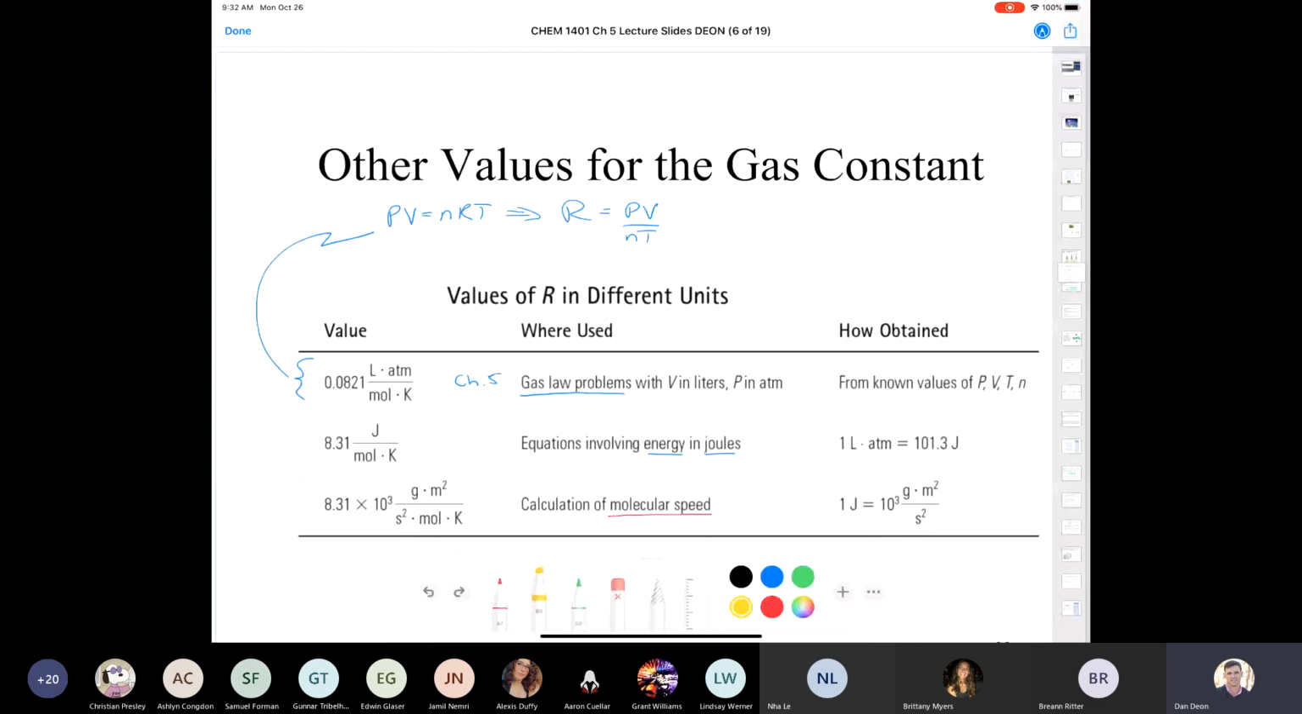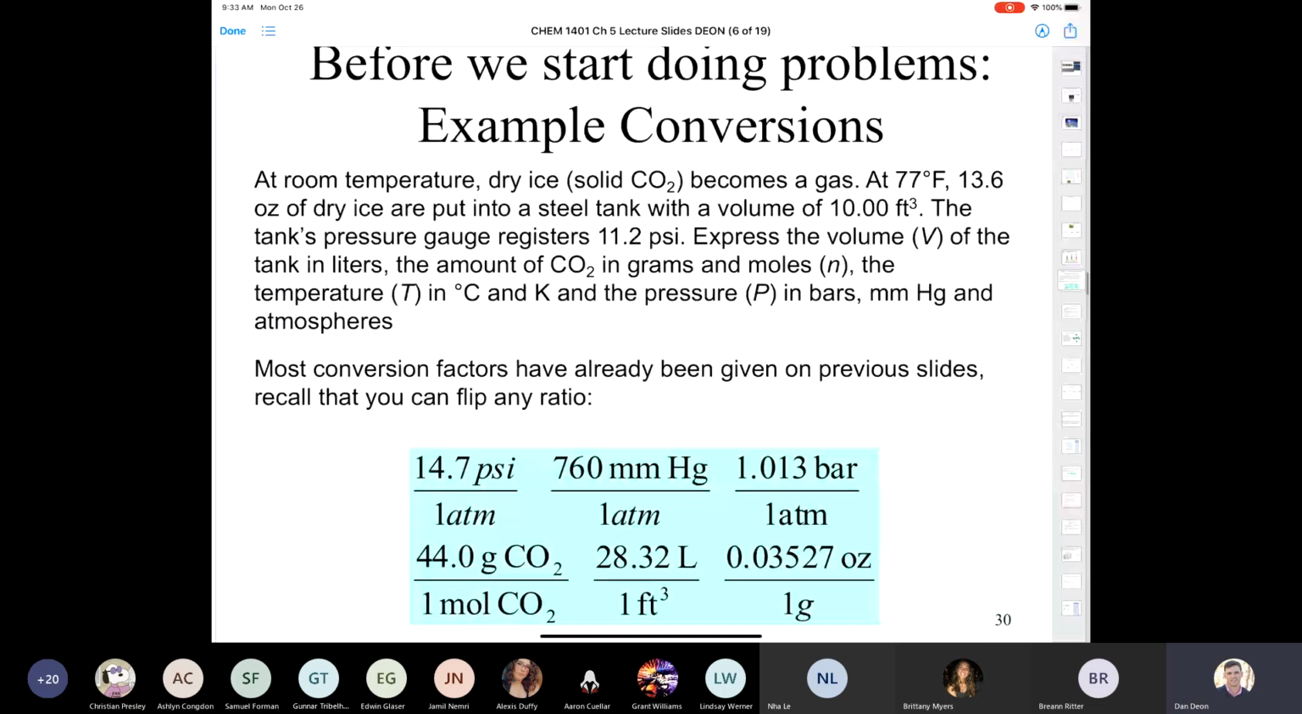So other values for the gas constant. If you Google the gas constant and look up other values, you could probably go on something like even Wikipedia and look up different values for the gas constant for different scenarios. Anyhow, before we start doing some problems, let's talk about some example conversions here. It says at room temperature, we have some dry ice, which is nothing more than solid carbon dioxide.